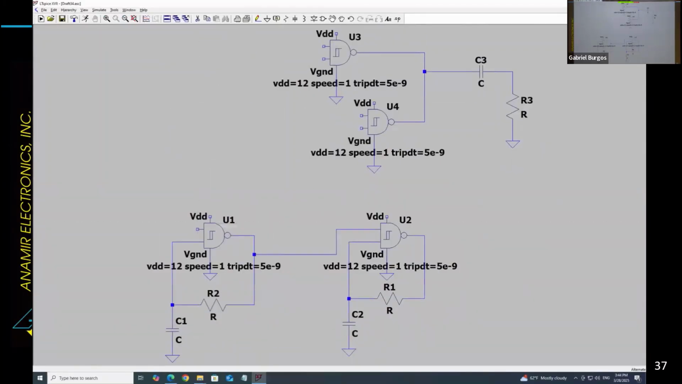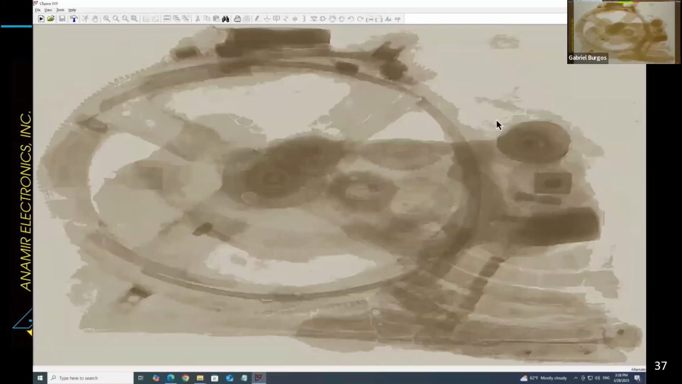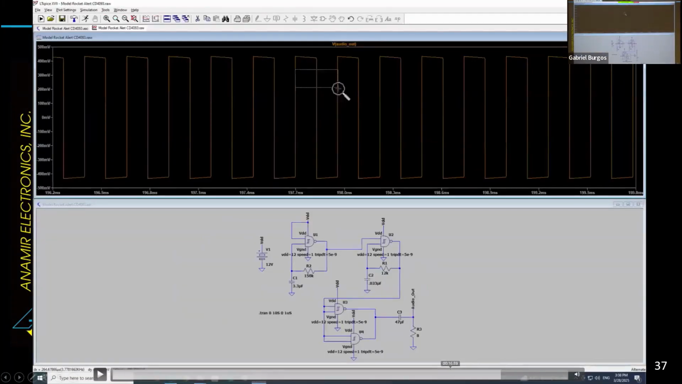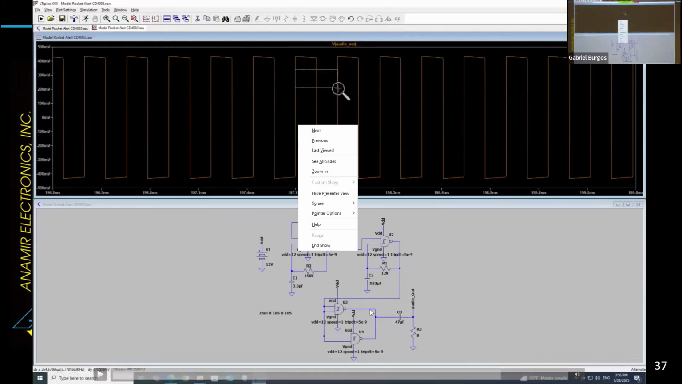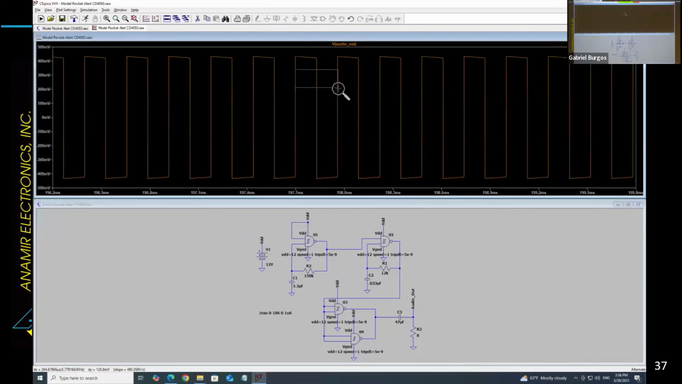Here I have a circuit that's using gates to do the same thing a 555 does. Just to show, we can use digital circuits, but we're using them in an analog circuit way. So we're modeling both the digital circuit and its analog behavior, and we're making something out of that. But the point here is that LTSpice can be used for digital as well as analog.